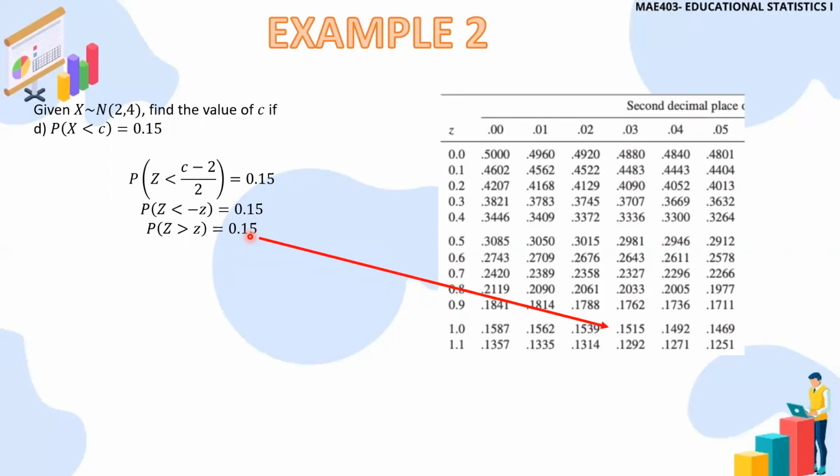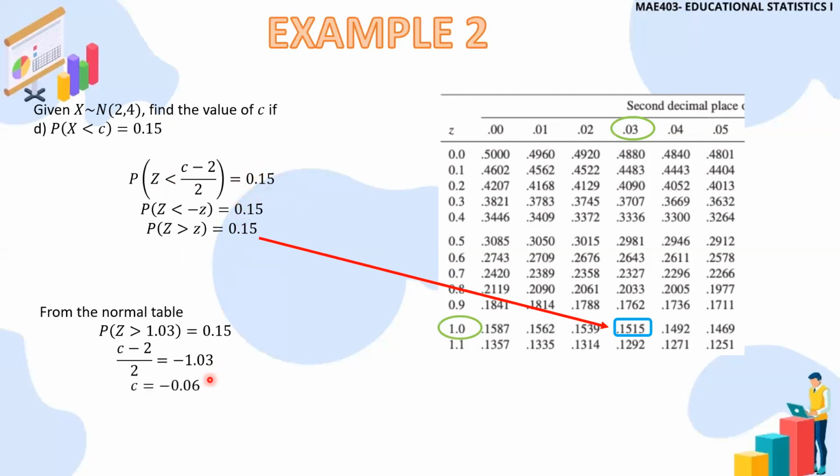So 0.15 from the table, the closest value is 0.1515. So the first column is referred to 1 and the first row is 0.03. So from the normal table, the probability of Z greater than 1.03 is equal to 0.15. Then equating (C minus 2) over 2, and don't forget it is equal to negative 1.03 since this is less and also the value less than 0.5. So the value of C is negative 0.06.